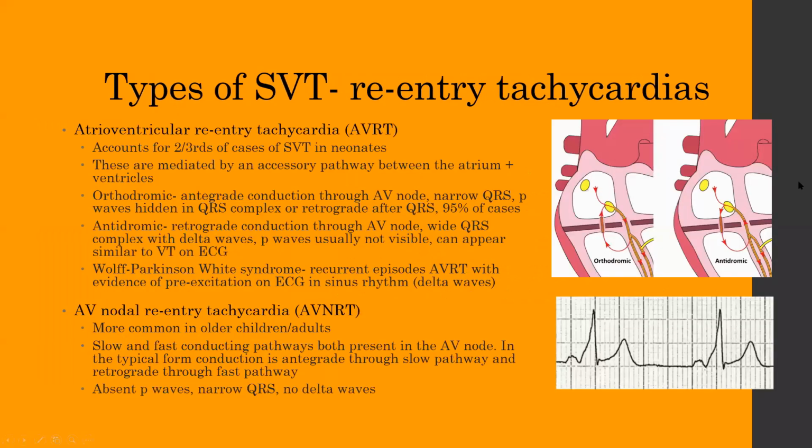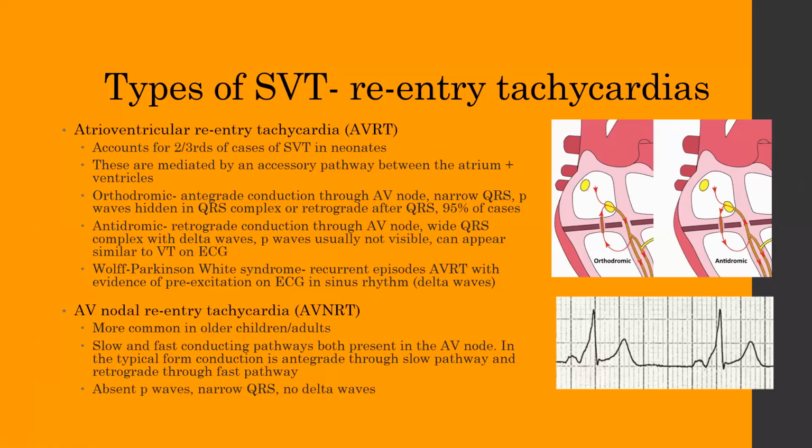The main type of SVT, and what we talk about when we refer to SVT, is the re-entry tachycardias. They can be divided into 2 main groups. One is the AVRT, atrioventricular re-entry tachycardia. This accounts for at least 2/3 of cases of SVT in neonates, and it's mediated by having an accessory pathway between the atrium and ventricles that allows electrical activity through that pathway. We can divide them into two types.